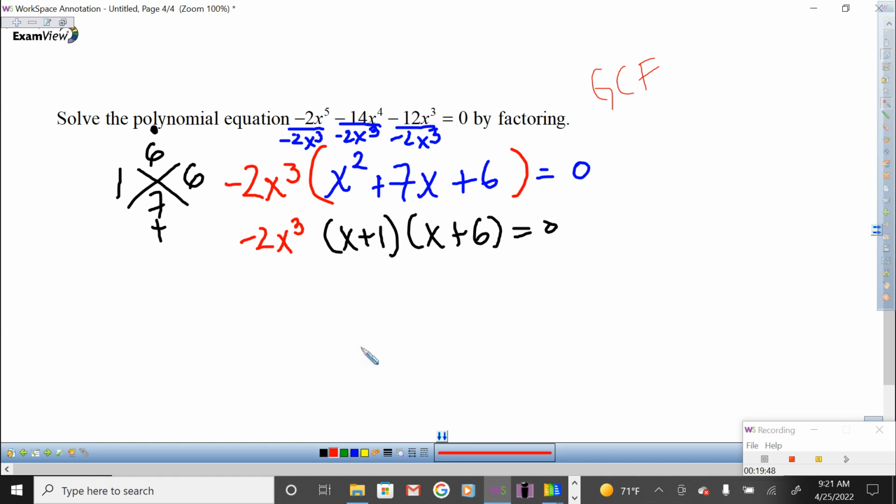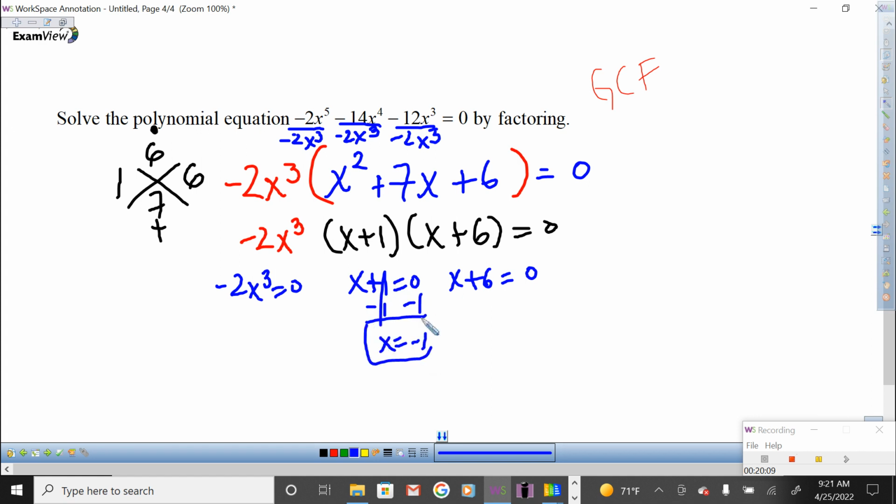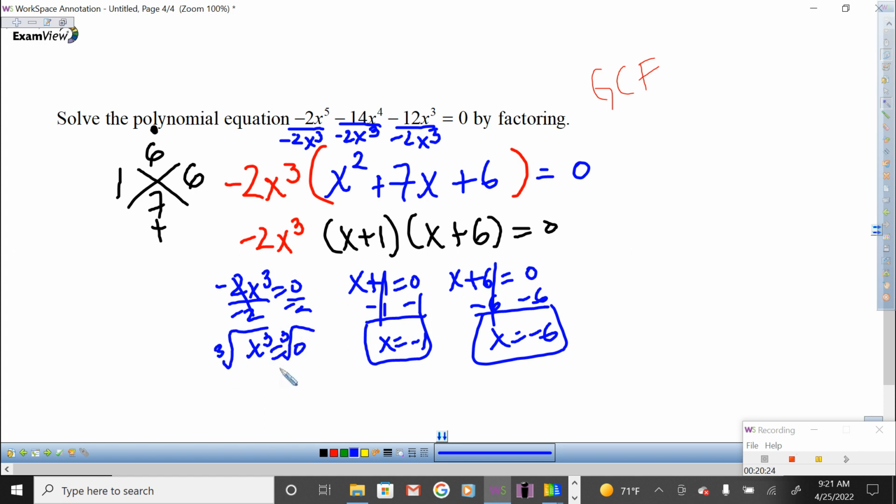What do I do from there? I have 3 factors now. Set them equal to 0. Negative 2x cubed equal to 0, x plus 1 equal to 0, x plus 6 equal to 0. So, minus 1 minus 1, x equals negative 1, minus 6 minus 6, x equals negative 6. This one, divide by negative 2, x cubed equal to 0, cube root to each side, so x is still 0.